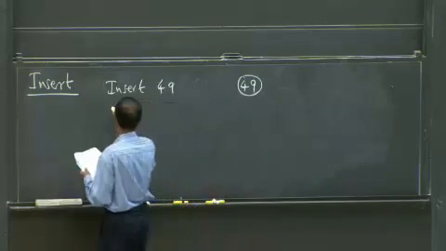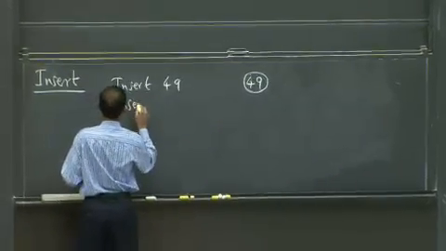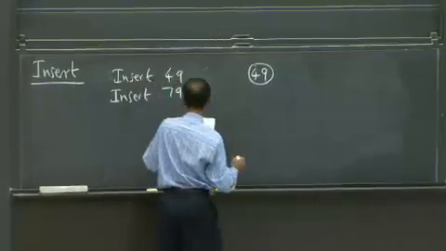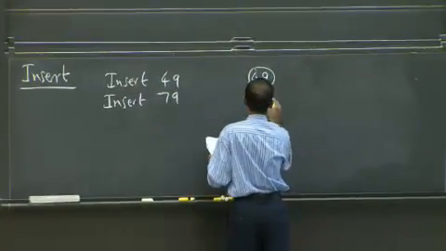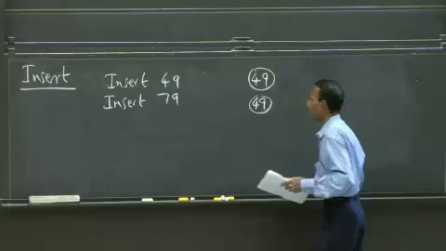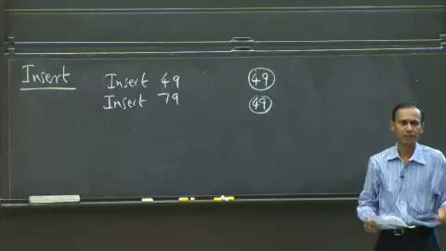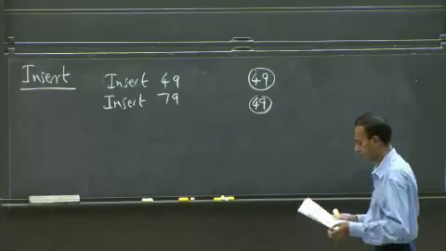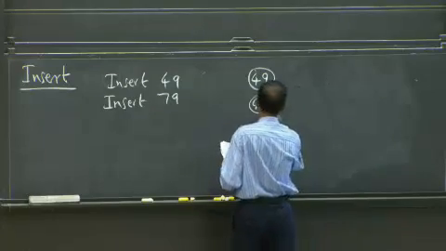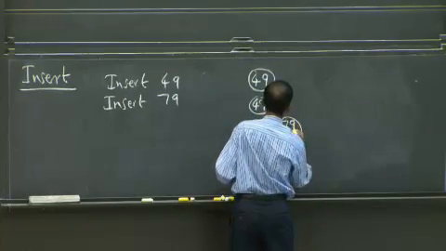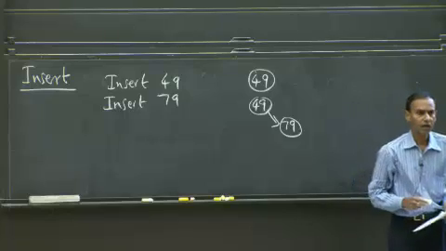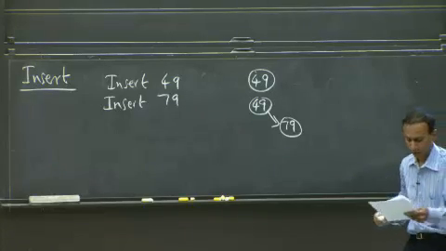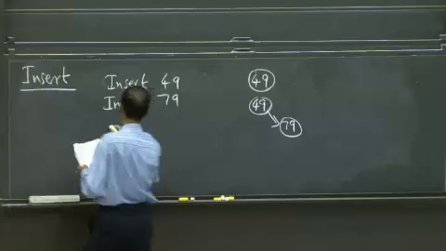I next insert 79. And what happens here is I have to look at 49, and I compare 79 to 49. And because 79 is greater than 49, I go to the right, and I attach 79 to the right child of 49. Then I want to insert 46.